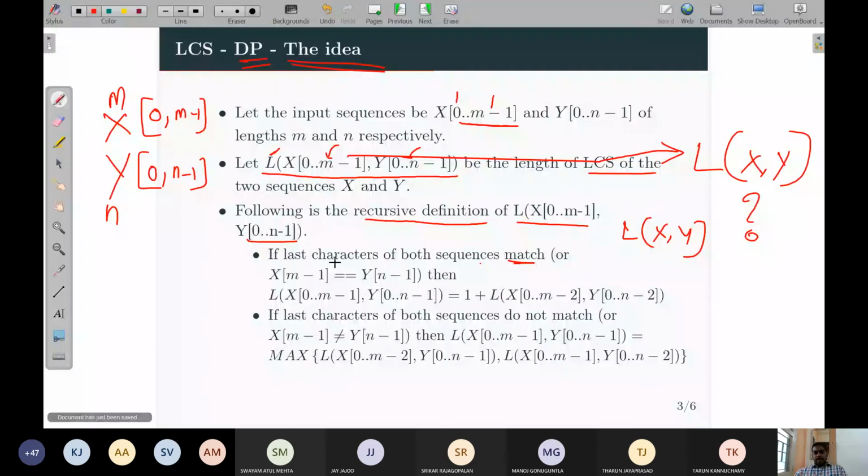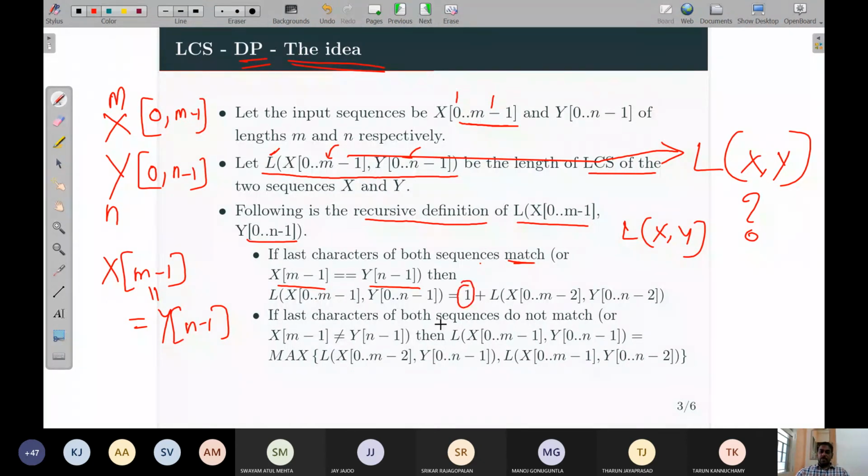Okay. So what is happening here? If the last characters match, what is the meaning of the matching last characters? It means that x m minus 1 is equal to y n minus 1. Is it so? Are you following? Nobody is answering. Yes, sir. What is last character matching means: x sub m minus 1 is the last character of the first string. Y sub n minus 1 is the last character of the second sequence. These are matching. Yes. Then what will be the next recursion?